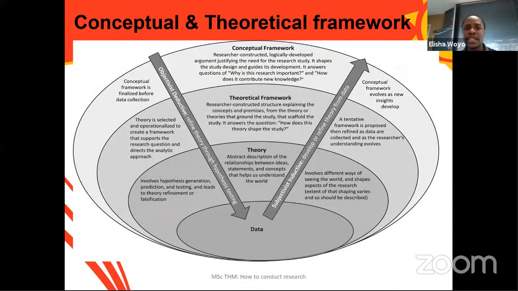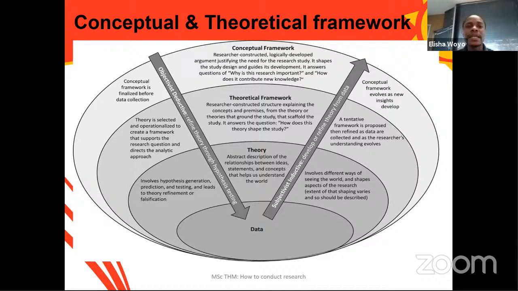Then when we talk about theory, we are simply looking at an abstract description of the relationship between ideas, statements, and concepts, and these ideas and statements should be able to help us understand the world. So the conceptual framework should be finalized before data collection. You should have your conceptual framework finalized before you decide to collect the data. Your theory is selected and operationalized to create a framework.